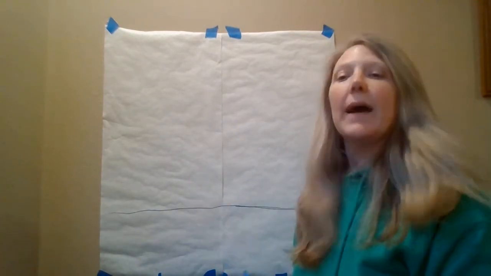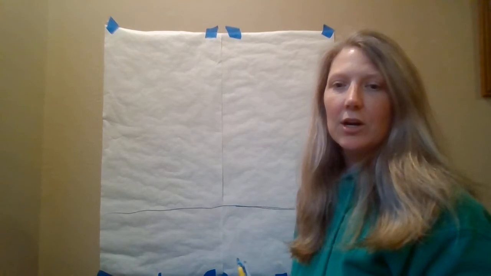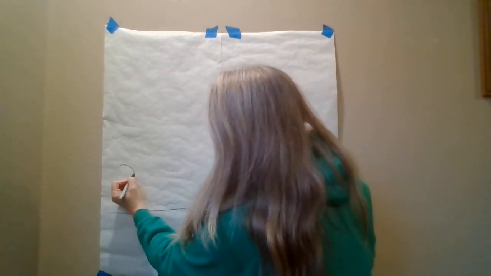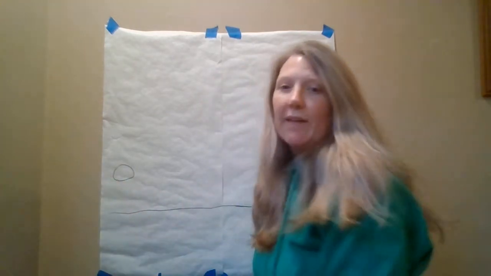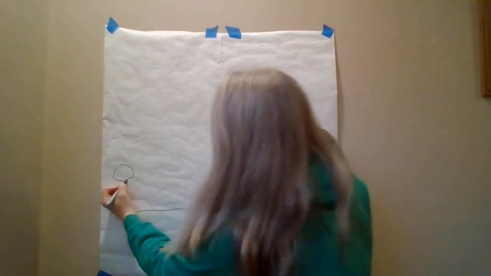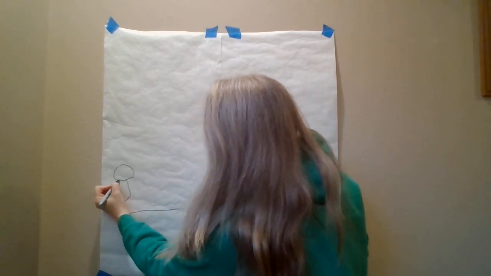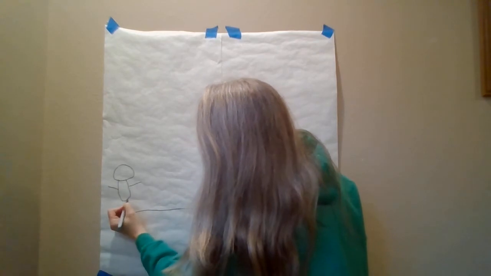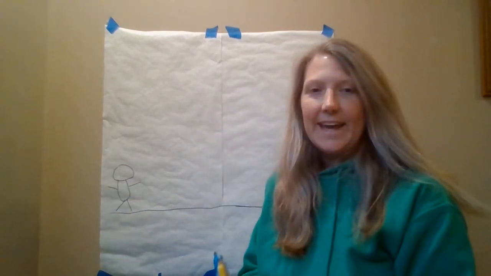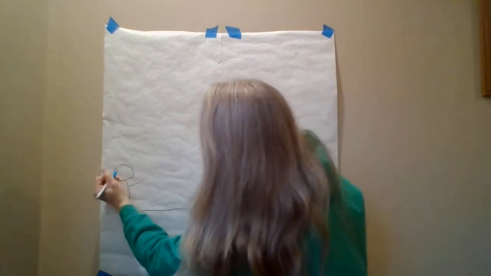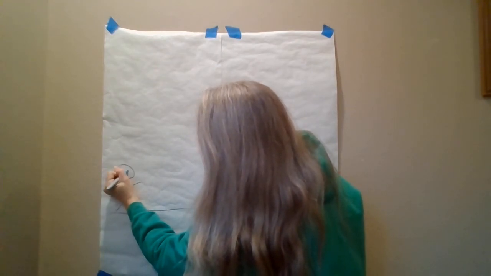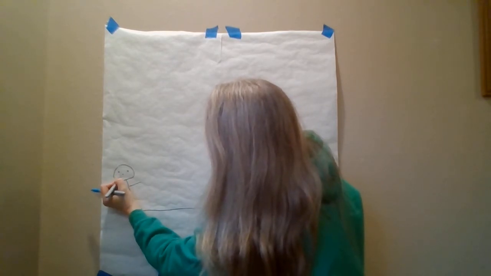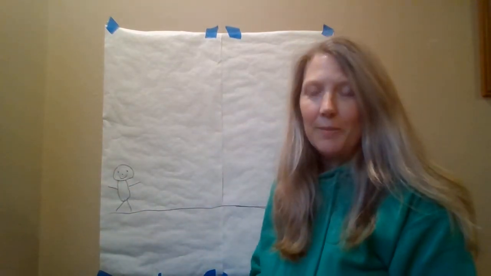So one day I was at my house in my backyard. So I'm going to draw myself. I have a circle for my head, an oval for my body, arms and legs, my eyes and my mouth and nose. Then I'm going to draw my hair.